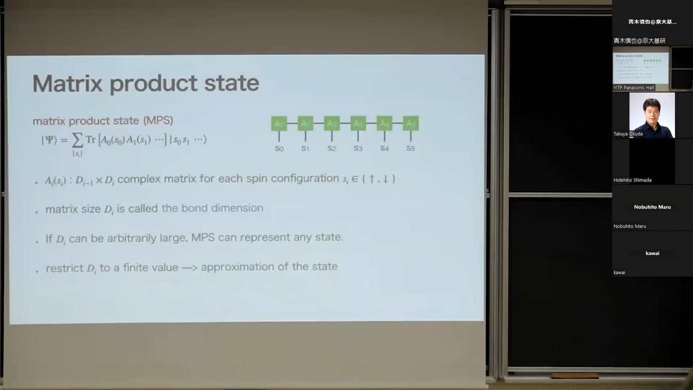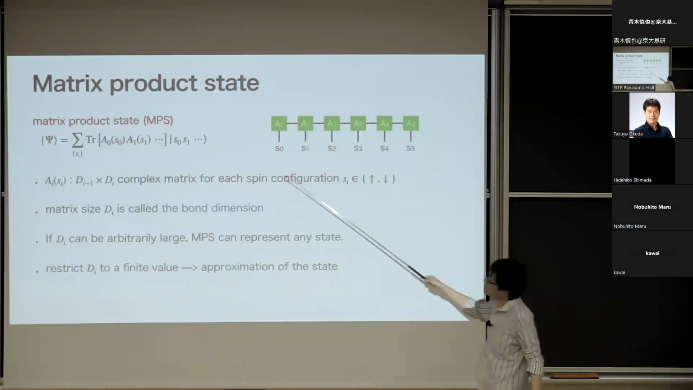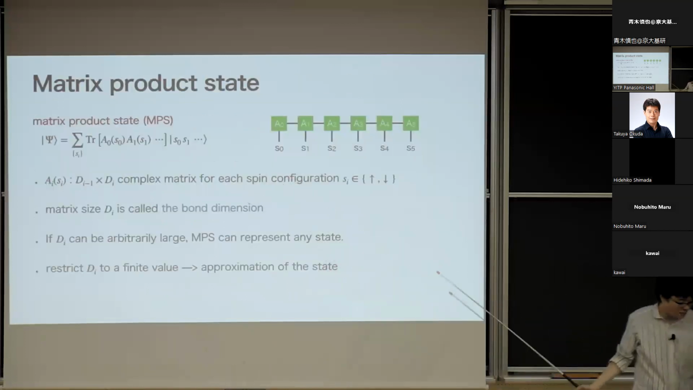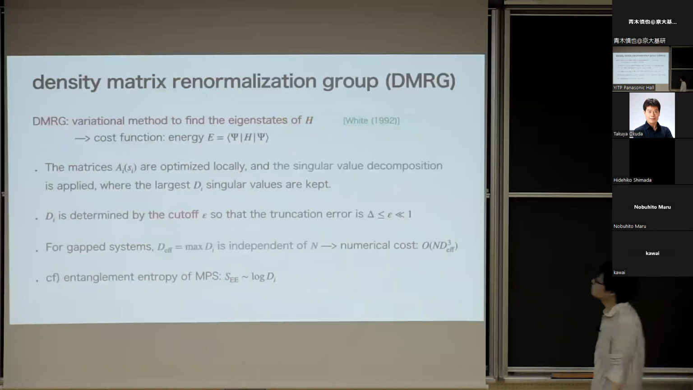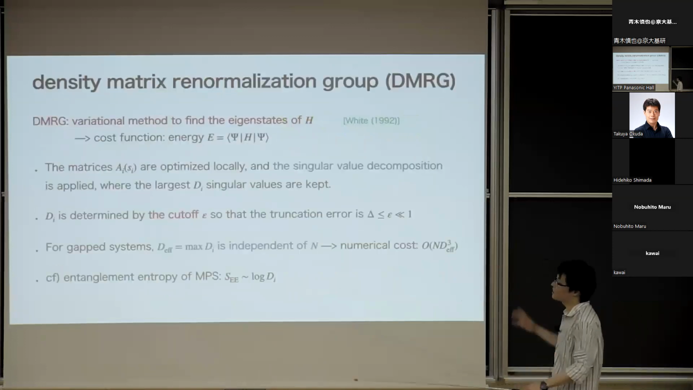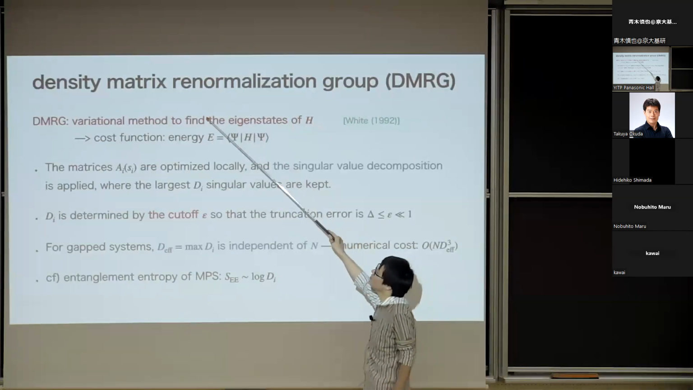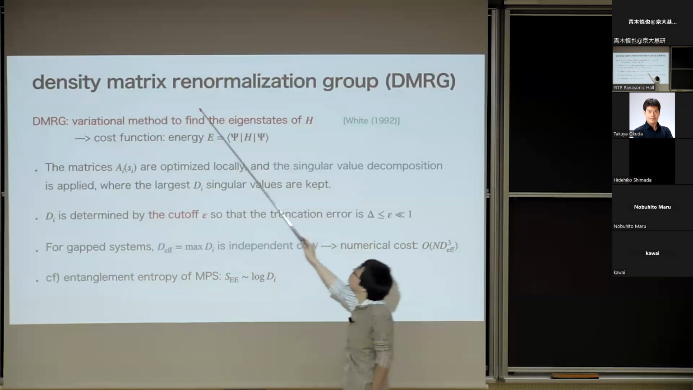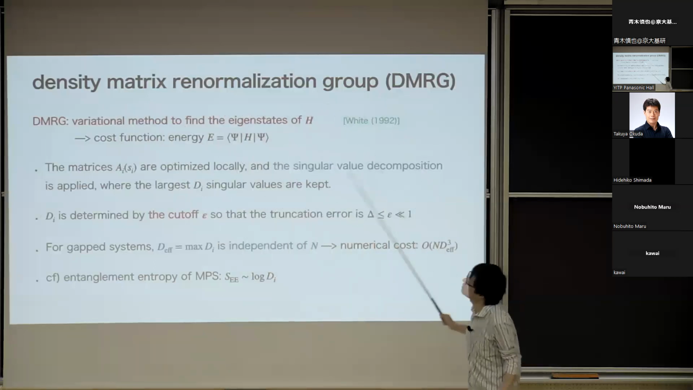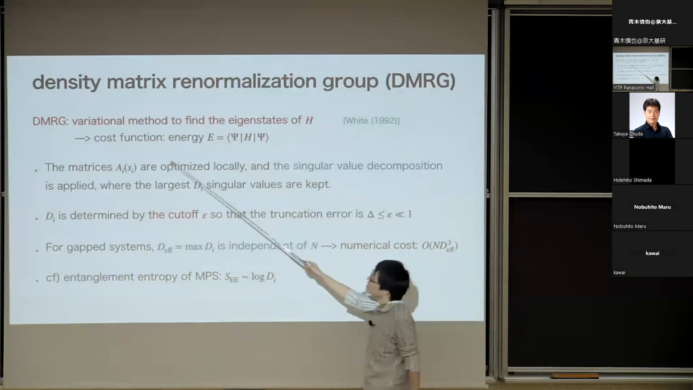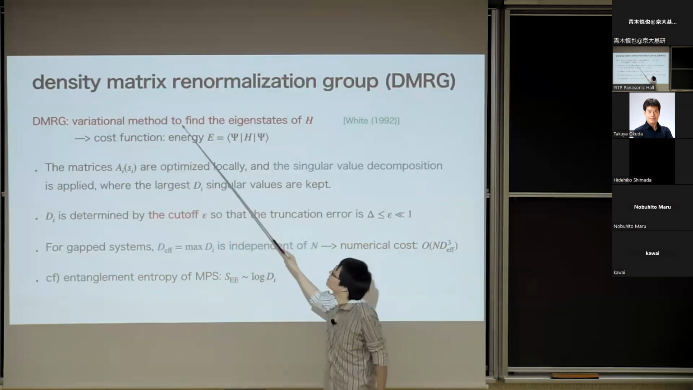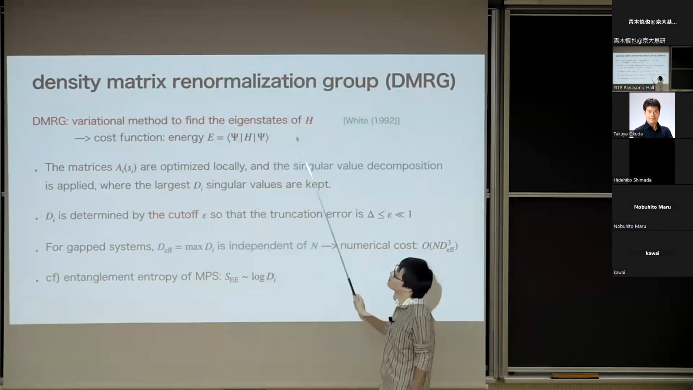Okay, so that state is represented by this. And next, I explain how to obtain the ground state or some excited state. To obtain the state, we use the so-called density matrix renormalization group method, DMRG. This is a variational method to find the eigenstate of the Hamiltonian.